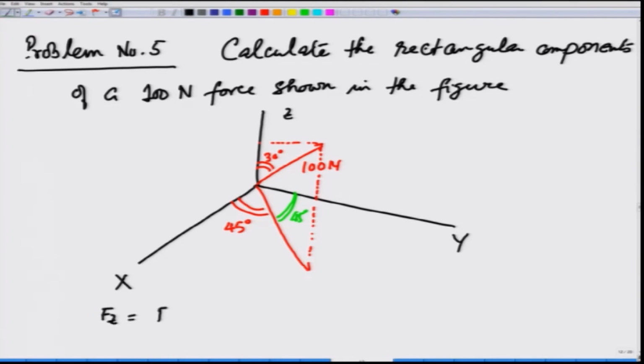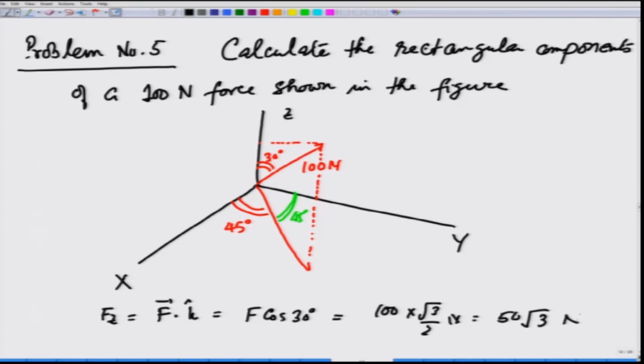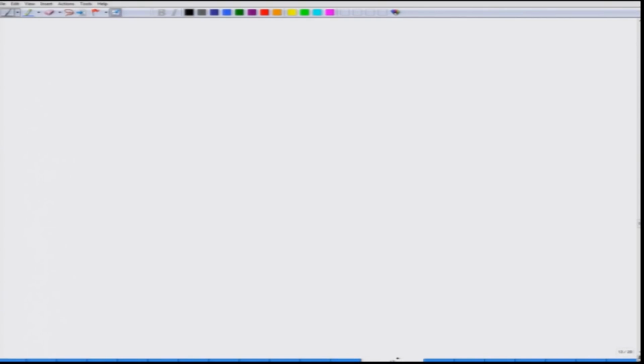F z is going to be f dot k, which is nothing but f cosine of 30 degrees, which comes out to be 100 times root 3 by 2 newtons, which is 50 root 3 newtons. That is very easy. How about the x and y components?